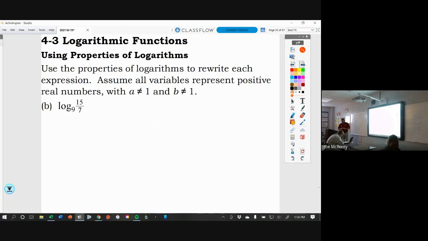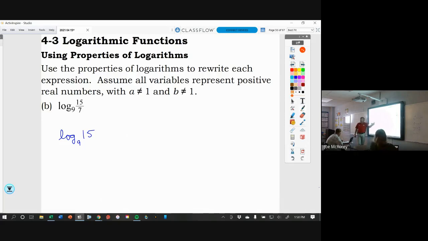Anything on the top is going to be a positive log. Anything on the bottom is going to be a minus log. Okay? So the 15 is on top, right? So as I redo this, I'm going to write this as log base 9 of 15. This is positive because 15 is on the top.